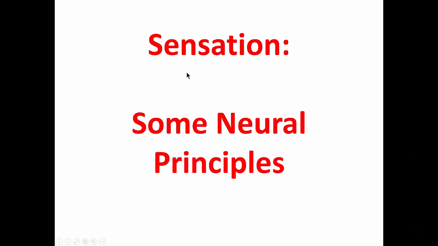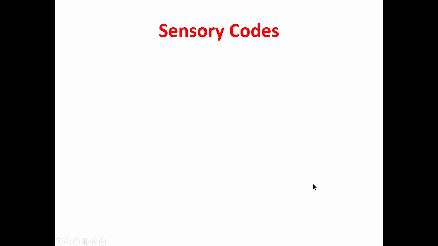Hello! Welcome to Sensation, some neural principles. The first of these principles will be sensory codes. Sensory obviously refers to vision or hearing, touch, taste, or smell. By code, what do we mean?